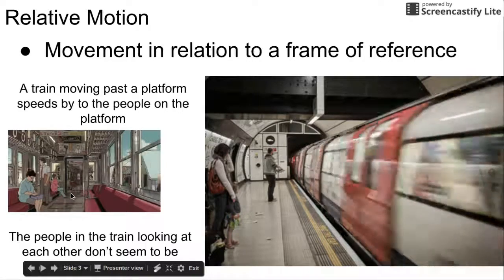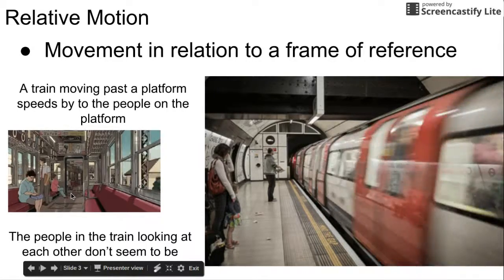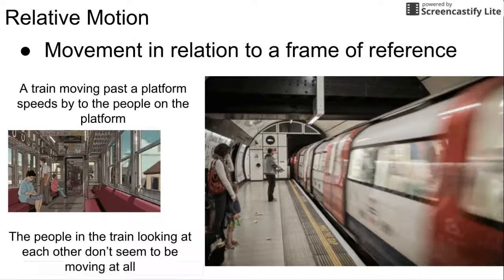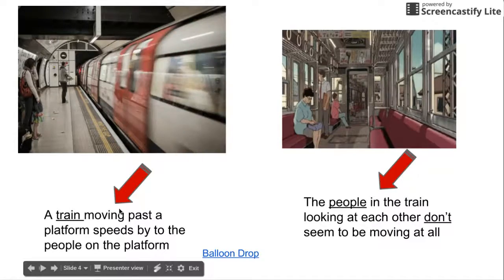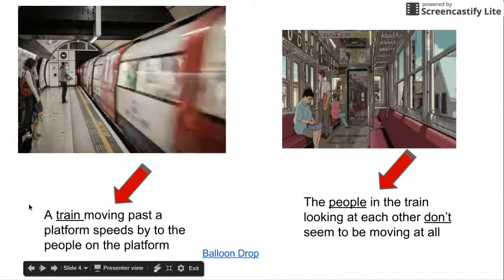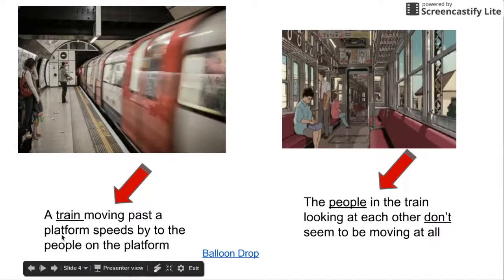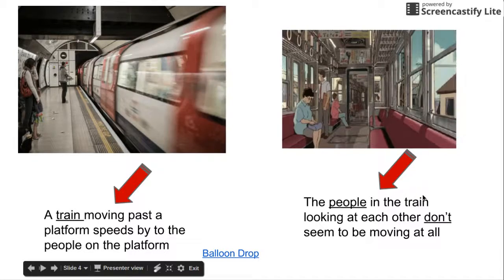And when I look at that set of objects, they're not moving in relation to one another, and I'm not moving compared to them. So I would say I'm not changing my position. So a train moving past a platform speeds by the people on the platform, but the people in the train looking at each other don't seem to be moving.